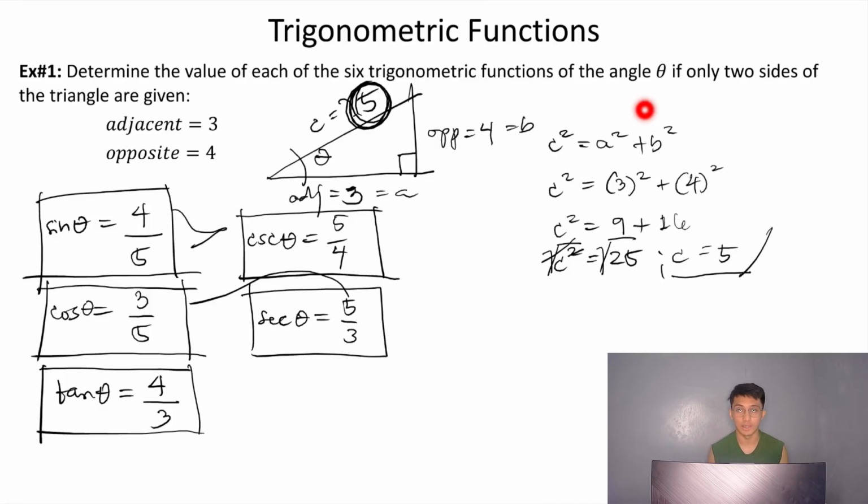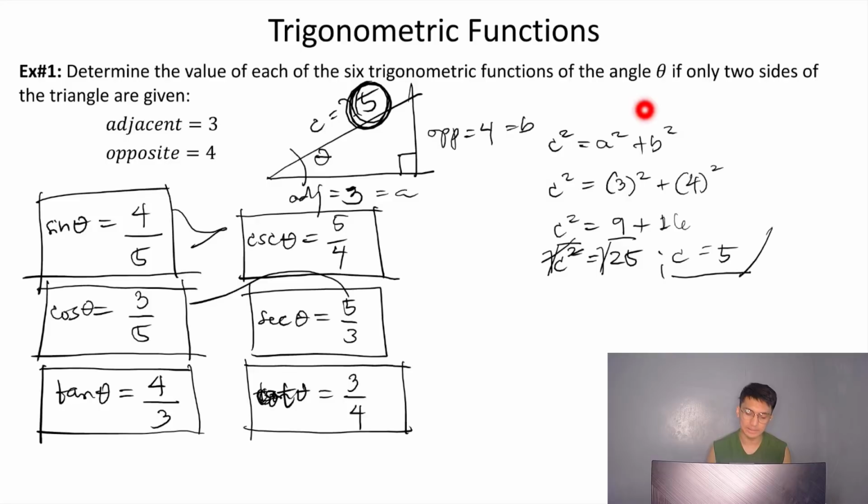And finally, for cotangent theta, the reverse function of tangent theta, we can write the answer as 3 over 4. I'm sorry, this is cotangent theta. And finally, these are our 6 trigonometric function values po nung ating example number 1. For sine theta, we have 4 over 5. For cosine theta, we have 3 over 5, all the way to cotangent theta as 3 over 4. So that's how we do example number 1.